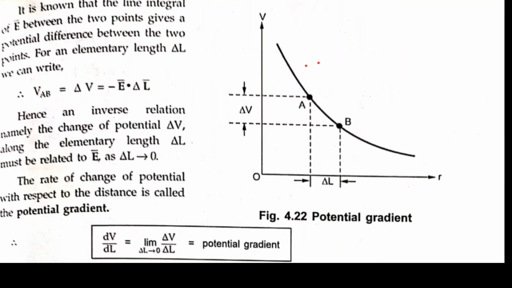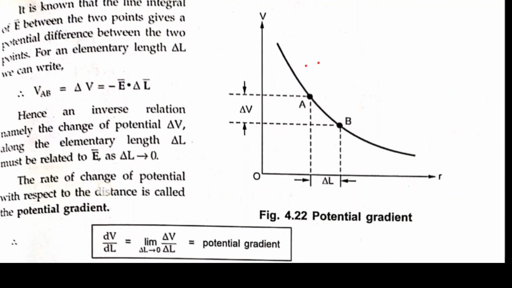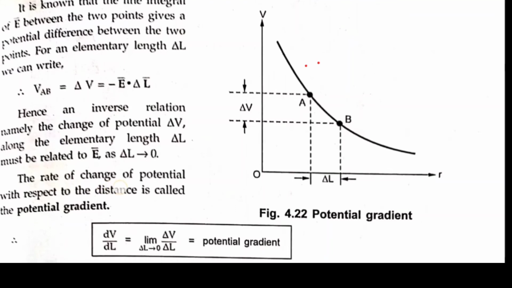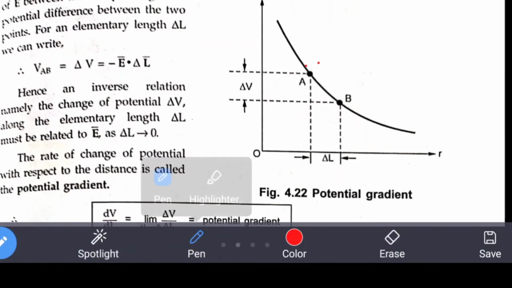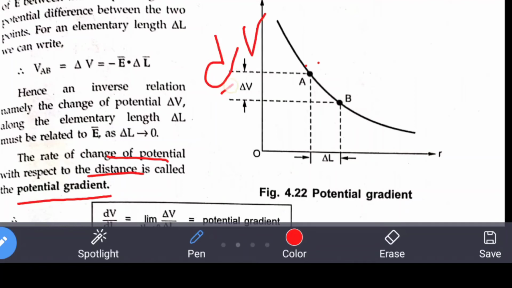If you take the line integral of E dot dl, that is potential. Already we saw that minus E dot delta L is the change in potential. The rate of change of potential with respect to distance is called potential gradient, and it is given by dV by dL equal to limit delta L tends to 0, delta V by delta L. You can see this, the potential gradient.